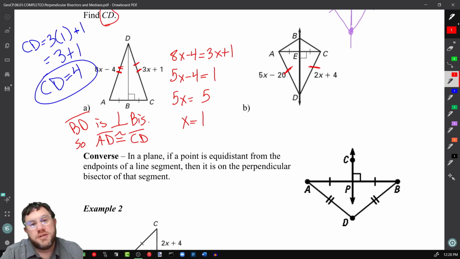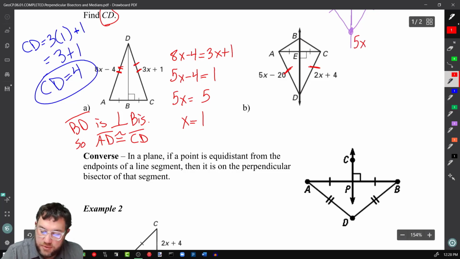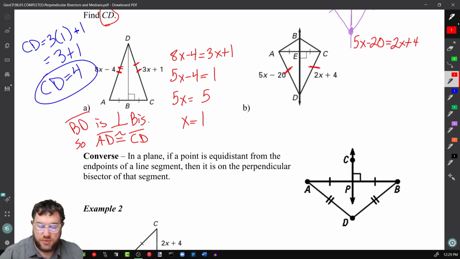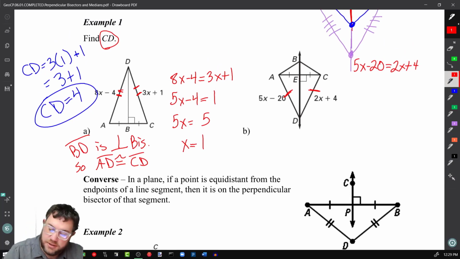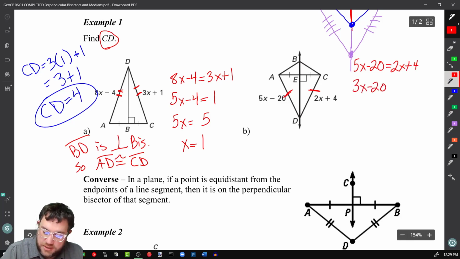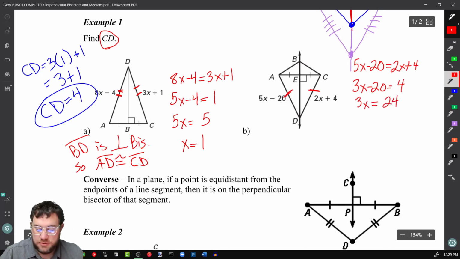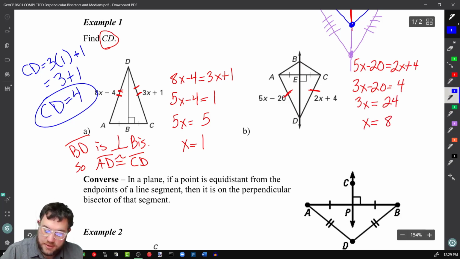So what do we do with congruent things? We set them equal to each other. 5x minus 20 equals 2x plus 4. And just like last time, we will solve for x. And in this one, we're still finding CD. So let's subtract 2x from both sides. So that will give us 3x minus 20 equals 4. Add 20 to both sides, so 3x equals 24. Divide by 3, so x equals 8.